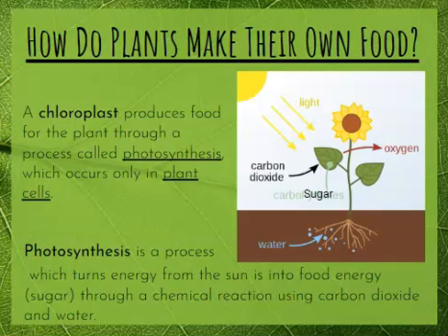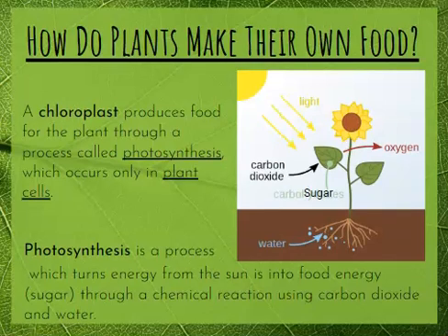As we go through this, please try and make sure you are also filling out your notes guide as we talk through the processes. Plants are able to make their own food because they have an organelle, a cell part called a chloroplast, that makes food for the plant using photosynthesis. Photosynthesis is a process which turns energy from the sun into food energy. And in order to make that food energy, you have to have two other substances, carbon dioxide and water, along with the sun's energy to create the food. So let's look more closely at how that happens.